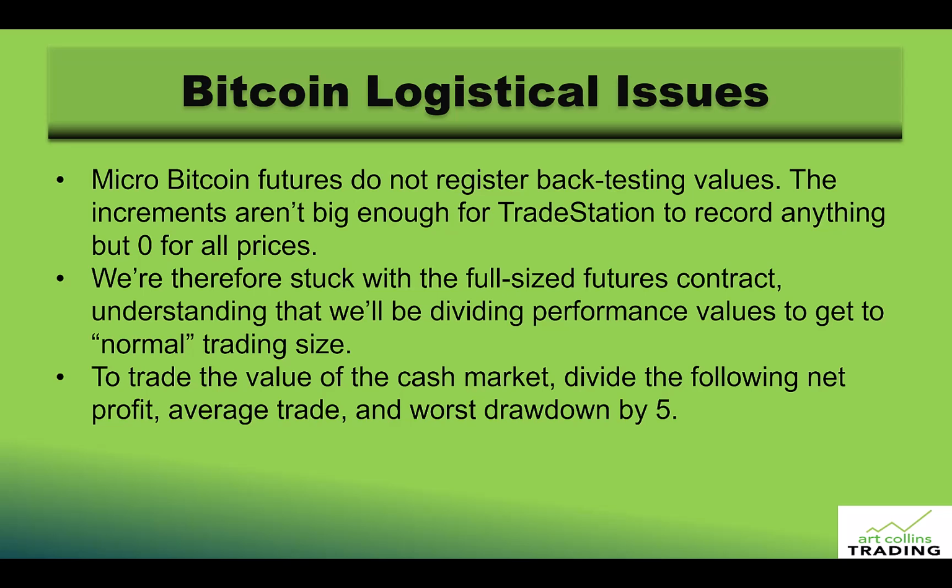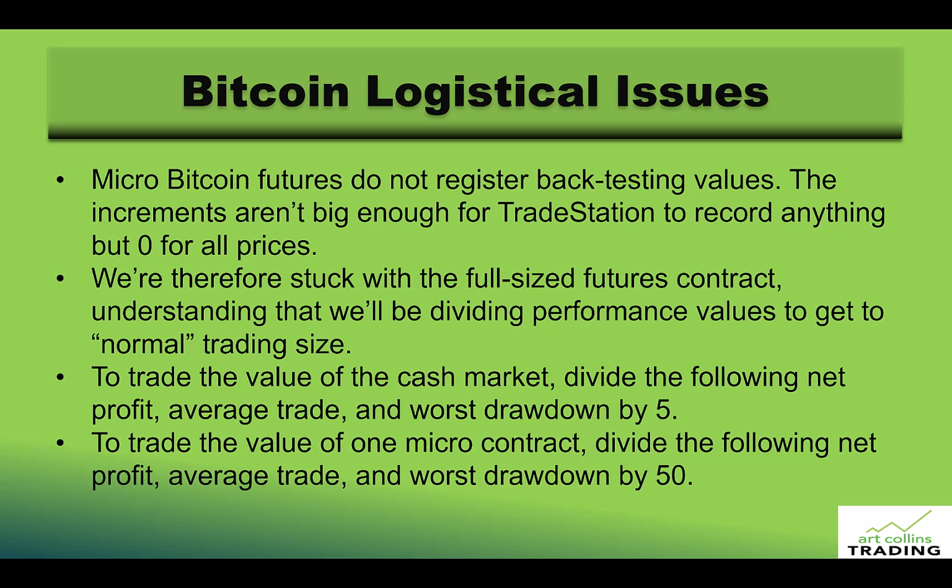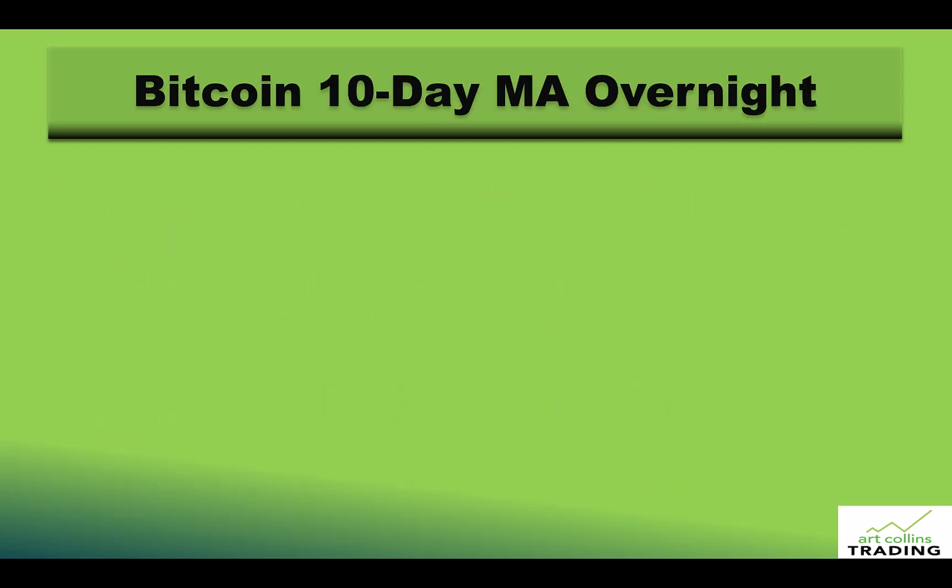To trade the value of the cash market, we would divide what I'm going to show you on the average net profit, the average trade, and the worst drawdown by 5. Things like return on account aren't going to change, obviously, since they're relative. To trade the value of one micro contract, you divide the net profit, average trade, and worst drawdown by 50.